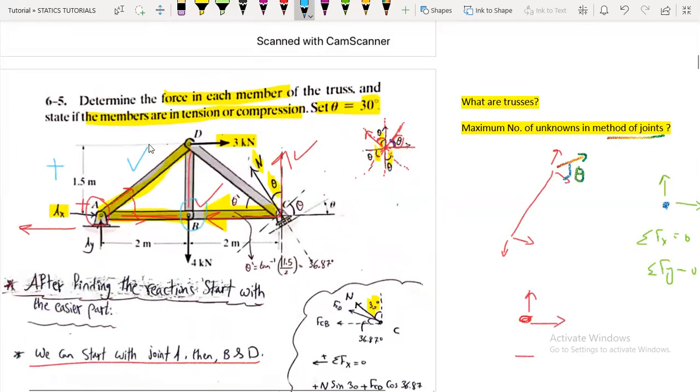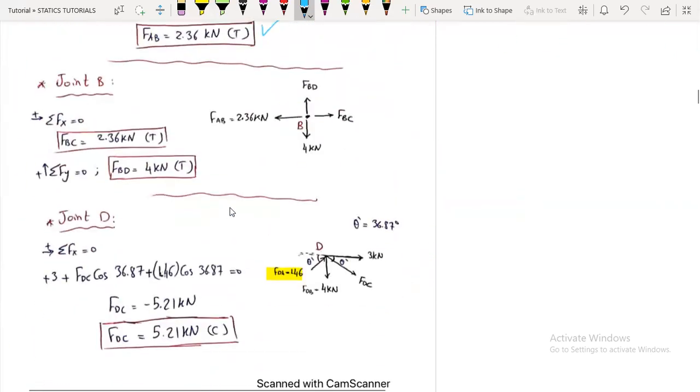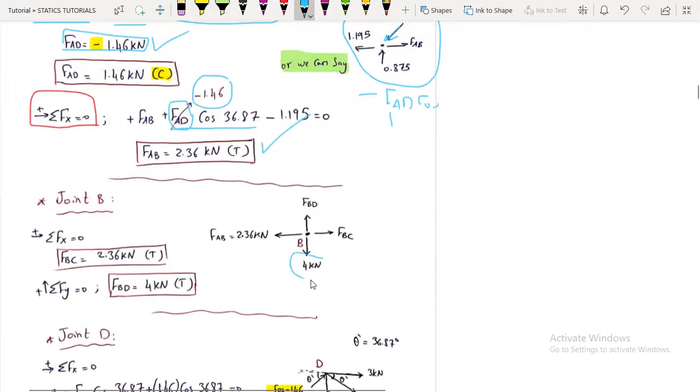Now we have found FAD and FAB. We have here FAD and FBC, so we have two unknowns, and we have also the external force. Don't forget it. Okay, so here at joint B, we have the external force of 4 kilonewtons, FBC and FBD. I have assumed them to be tension forces. And here is our FAB from joint A, and it's a tension force.